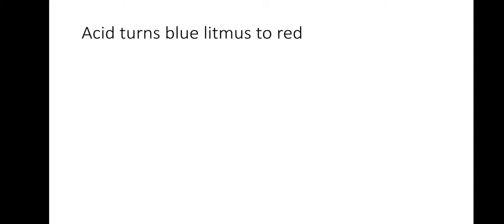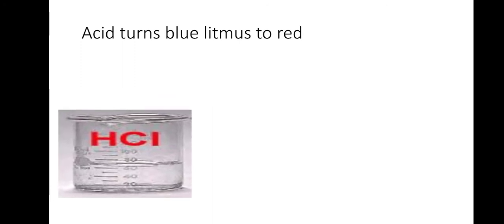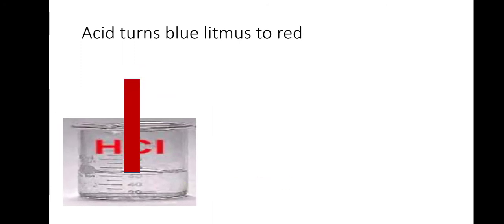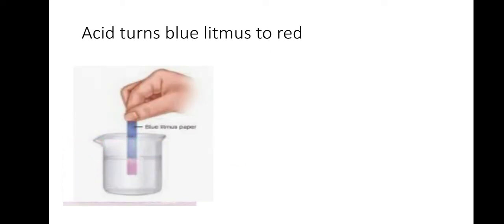Now the effect of acid on the litmus paper. Acid turns blue litmus to red. This is hydrochloric acid. When we dip a red litmus paper in hydrochloric acid, the color of litmus paper does not change. It remains red. There is no effect of acid on red litmus paper. But when we dip blue litmus in hydrochloric acid, it becomes red. It means acid changes the color of blue litmus to red.